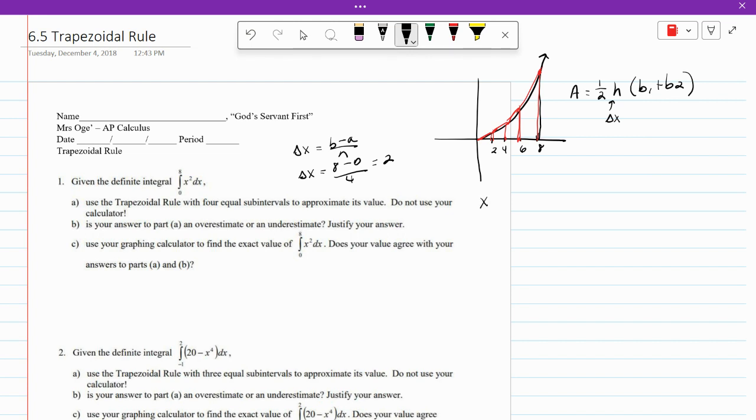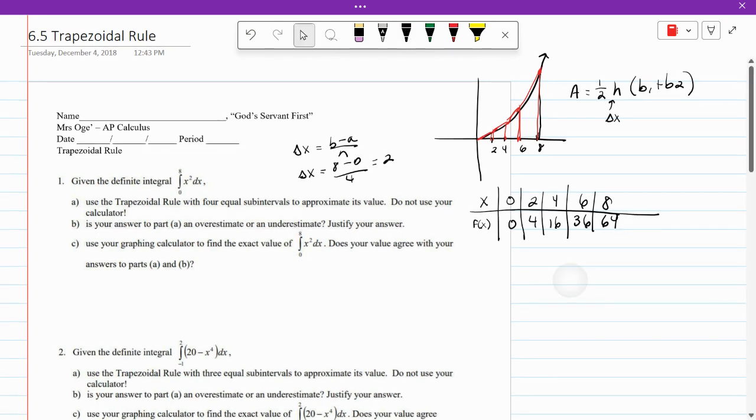Okay, so I'm going to make a table. Let's make a table of values so that we can use them to find the area of the trapezoids. So I'm going to start 0, 2, 4, 6, and 8. The value at 0 is 0. The value at 2 is 4 because my function's x squared. 4 squared is 16, and 36 and 64. Okay, so I'm ready to make my trapezoids now.